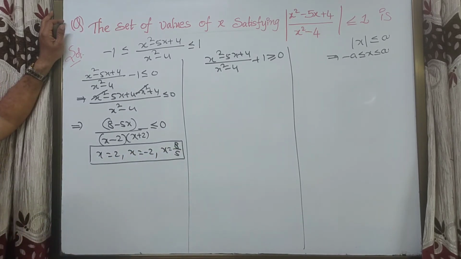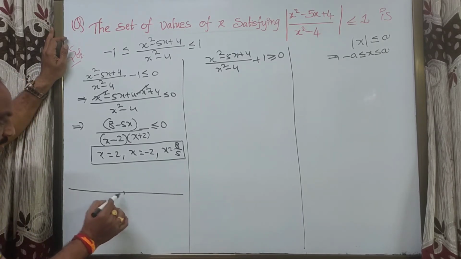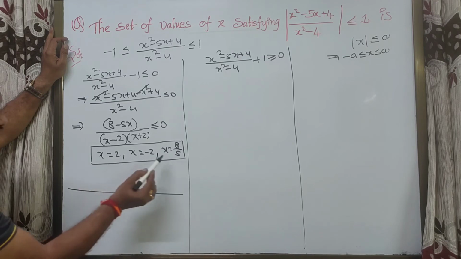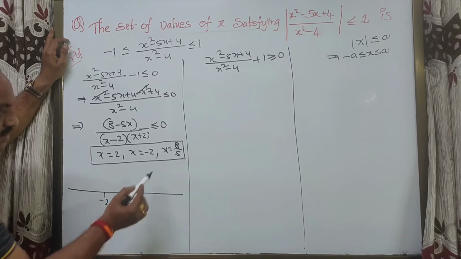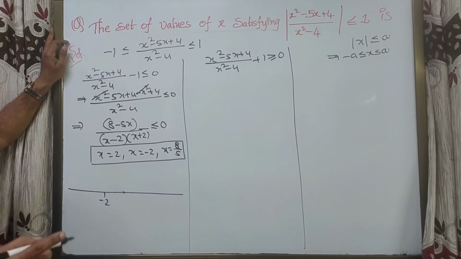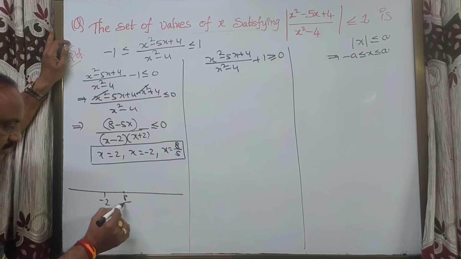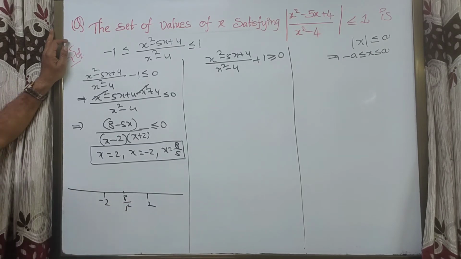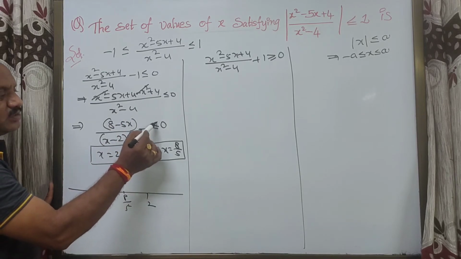Sign change curve. Take here, what are the points here? Minus 2, 2, in between we have 0 and 1 like that. x equal to 8 by 5 means 1.6, then 2. My dear students, this value is less than or equal to 0. Please remember that, less than or equal to 0.